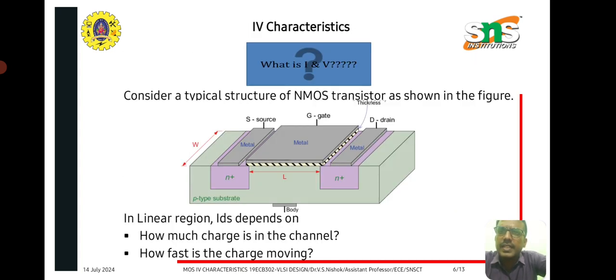Coming to the IV characteristics. What is IV? I represents the current and V represents the voltage. So what about the variations of the current based on the voltages inside the circuit? That is named as the IV characteristics of MOSFET transistors. Here we are considering a typical structure of NMOS transistor as shown in the figure.